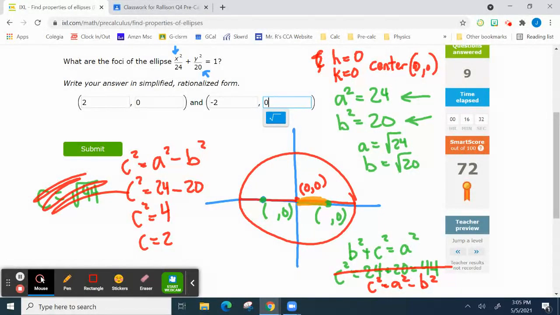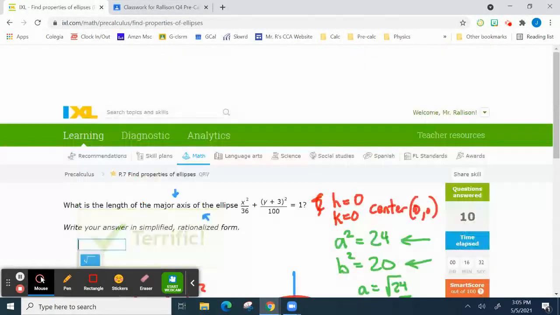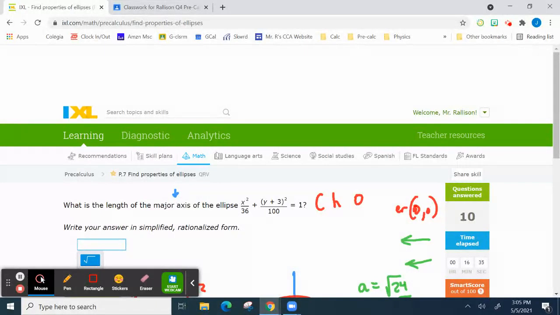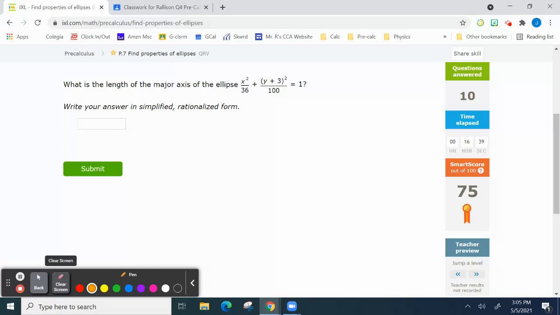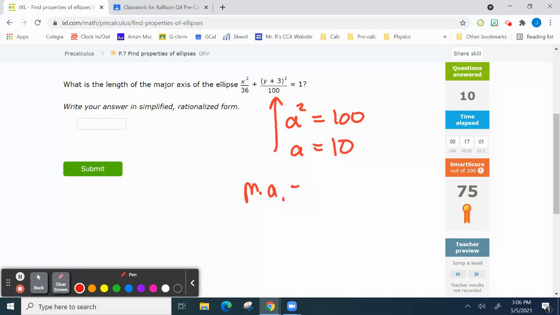And there we go. And that's probably long enough for that video. Let's just see what is the length of the major axis. So the major axis is already up there, right? We've already done this once, or twice, or 3 times. That's our A squared, right? A squared equals 100, A equals 10. The major axis is 2A, so it equals 20.